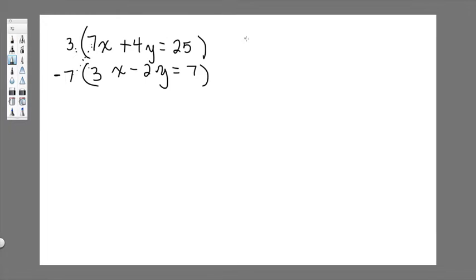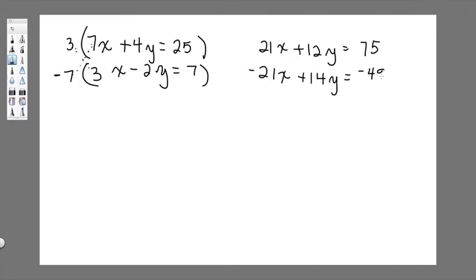So 3 times 7x is 21x. 3 times 4y is 12y. 3 times 25 is 75. Negative 7 times 3x is negative 21x. Negative 7 times negative 2 gives me positive 14y. And negative 7 times 7 gives me negative 49. So these cancel because they're inverses or opposites. So I get 26y equals, let me see here, 6. Oh, that should have been a 6. Oh, it equals 26.